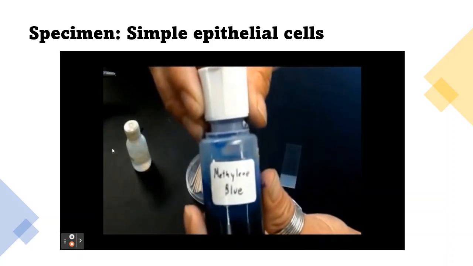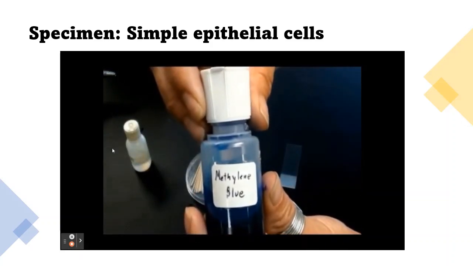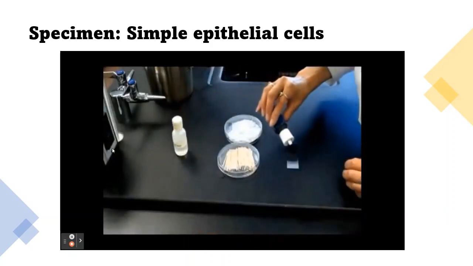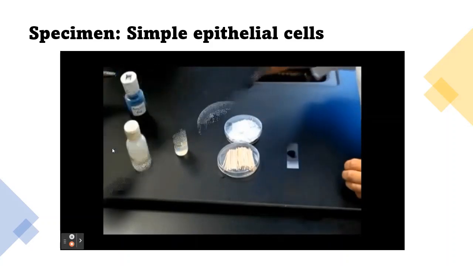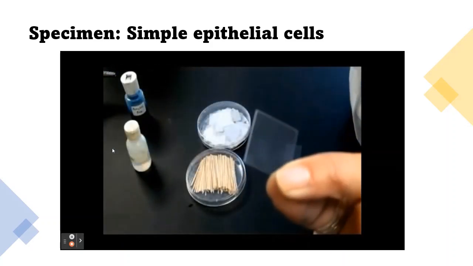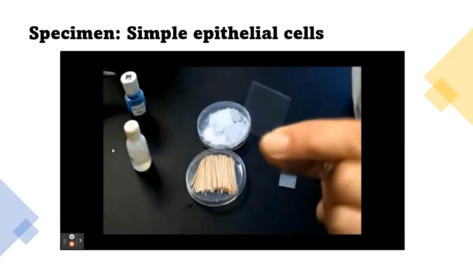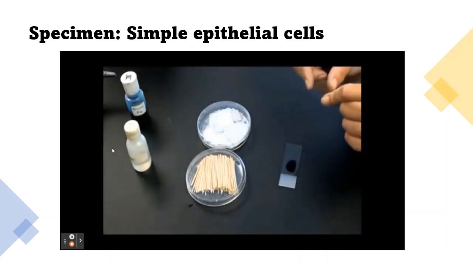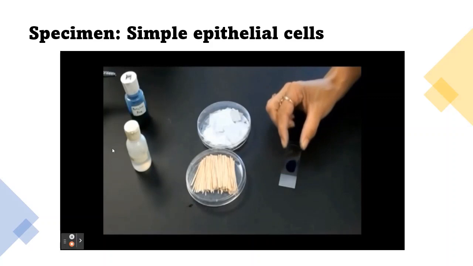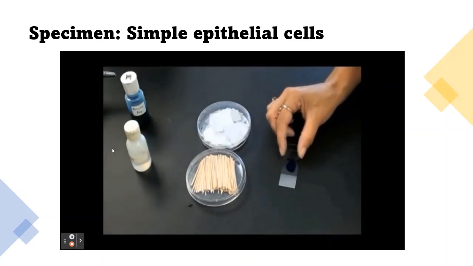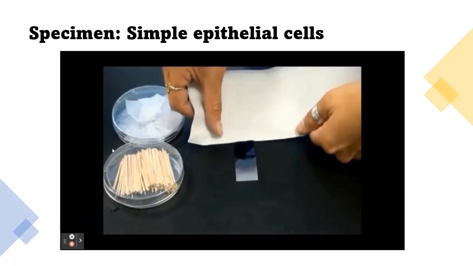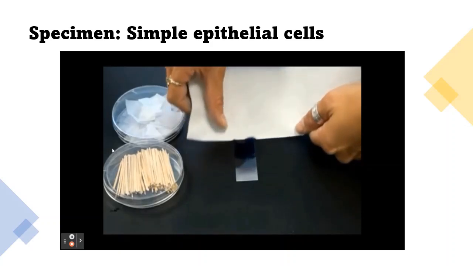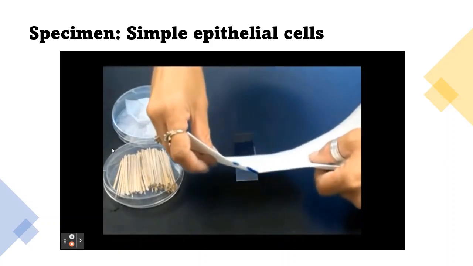Okay, we need to put the methylene blue. Methylene blue here is to stain, or give color to, our epithelial cells because epithelial cells are too thin. Take a cover slip and gently put it on at a right angle, and drop it. Please avoid any bubbles, and remove the excess water by using tissue paper.